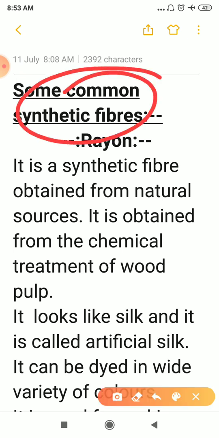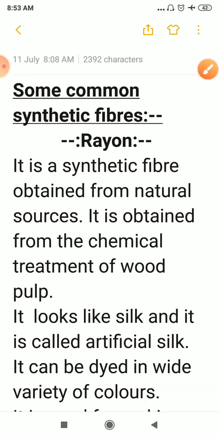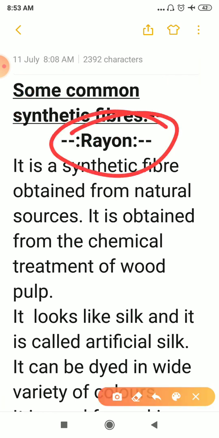The first synthetic fiber that we are going to discuss is called artificial silk. Its name is rayon. This is rayon. It is an artificial fiber. It looks similar to silk. Silk is very costly, but those who want to wear clothes of silk but are unable to afford natural silk can have clothes made from this fiber, because it is similar to silk.